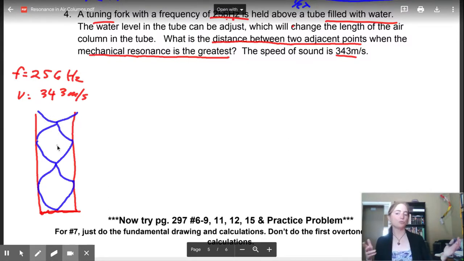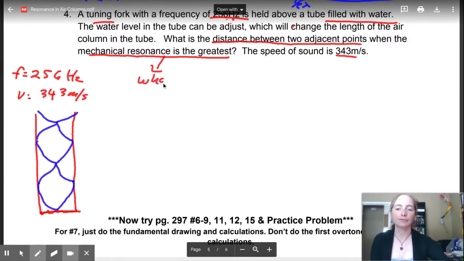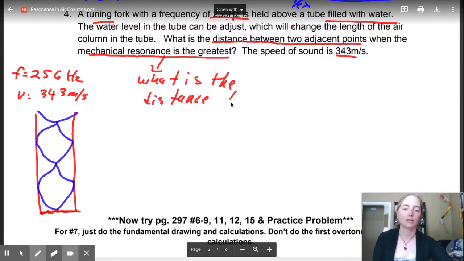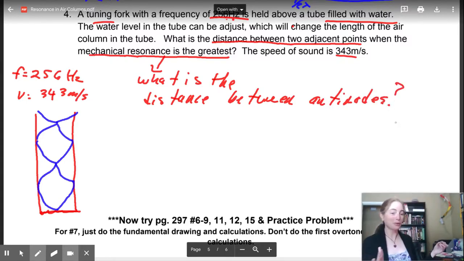We don't know exactly how long this tube is. We don't know how many harmonics there are, so how many nodes or antinodes. We don't know that. But let's look at where resonance is going to be the greatest. At the antinodes. So I can reword this entire piece here and say, what is the distance between antinodes? I could absolutely write that.